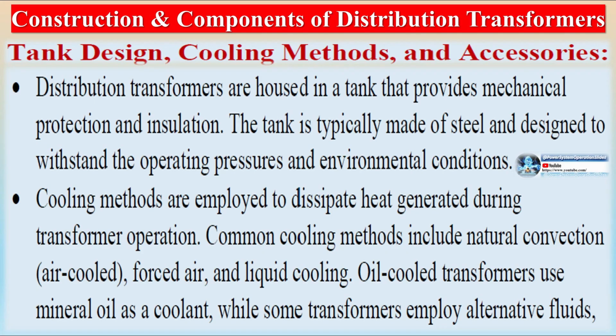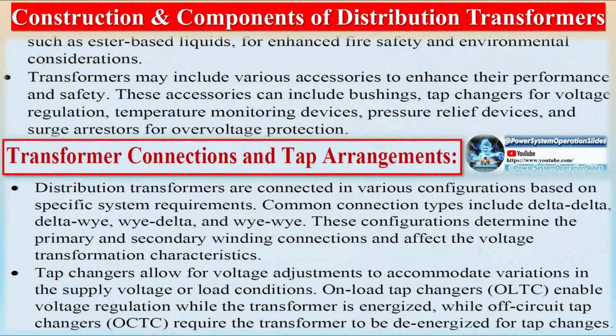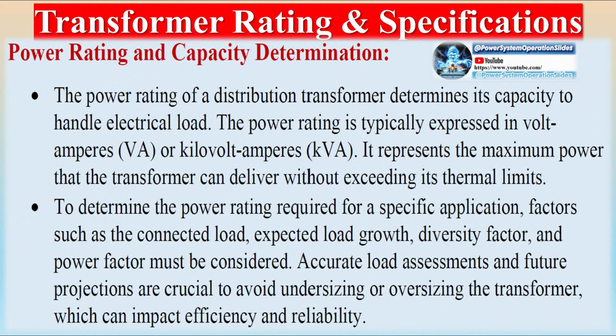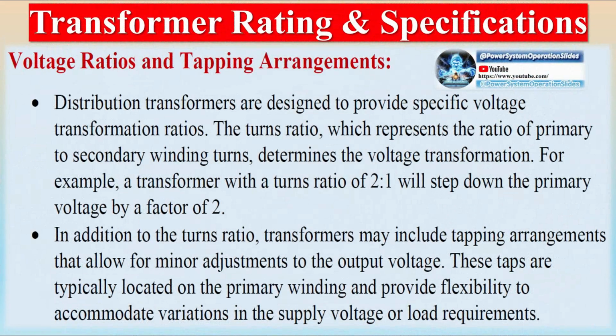The pioneering work of inventors such as Nikola Tesla and George Westinghouse laid the foundation for the alternating current (AC) distribution system that we rely on today. The early distribution transformers were relatively simple, consisting of iron cores and primary and secondary windings. Over the years, advancements in materials, insulation systems, and manufacturing processes have led to the development of more efficient and compact distribution transformers. Today, distribution transformers come in various sizes, designs, and configurations, tailored to meet specific application requirements and regional electrical standards.